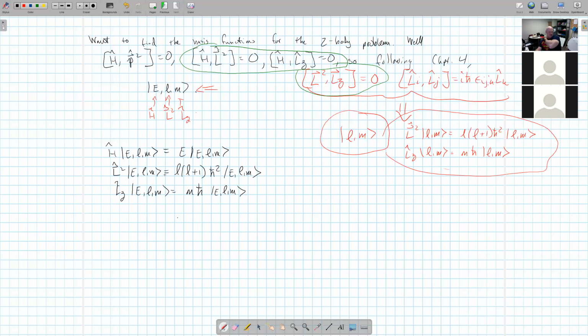So good. Basically, what we want to do now is use the simultaneous eigenstates to look at the stationary states of this particular two-body Hamiltonian. Again, our Hamiltonian is equal to p vector squared divided by 2 mu plus V of r. We want to use these simultaneous eigenstates to determine the stationary states of this Hamiltonian. Okay, so we're going to project this into position space.